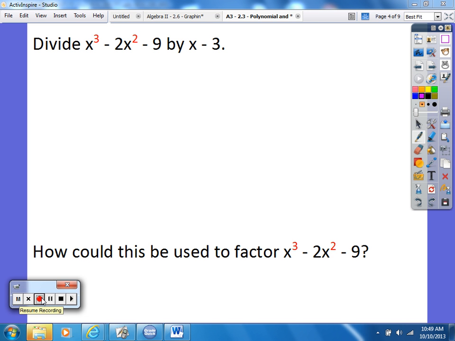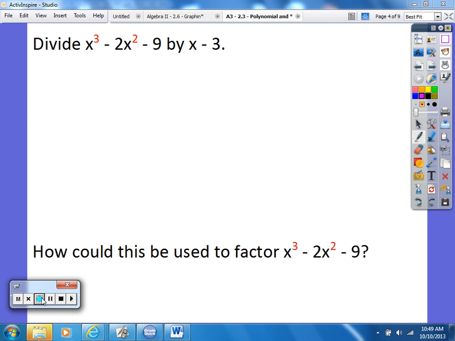Talked about long division, and we worked through those long division problems, and this is the last problem we did, right? And we actually found out that x minus 3 is a factor of x cubed minus 2x squared minus 9. We found that out perfectly. But we had to do long division to do that, right? So you don't always have to do long division.